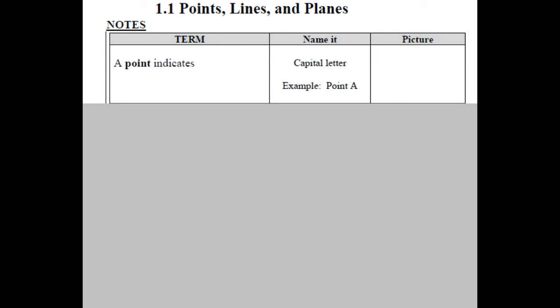Alright, finally, after all the algebra review, we're ready to start geometry. We're going to start with section 1.1, points, lines, and planes. There's going to be a lot of vocabulary on this, so be patient as you go through all this information.